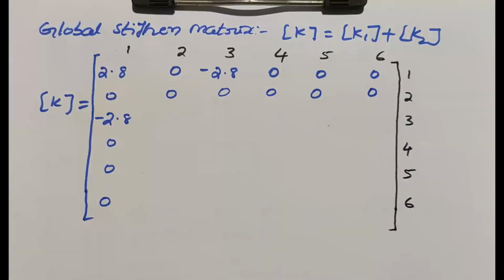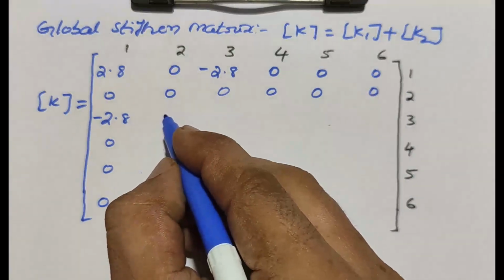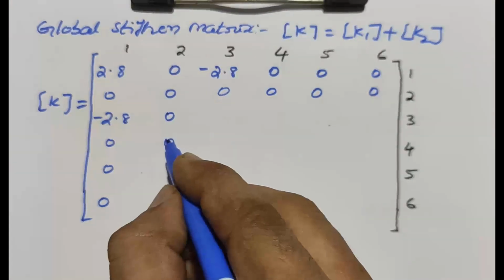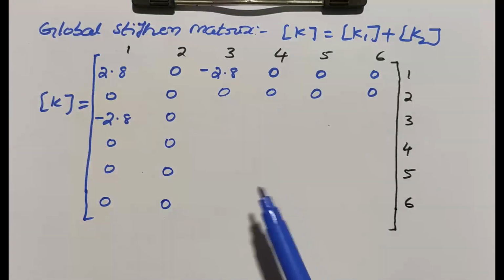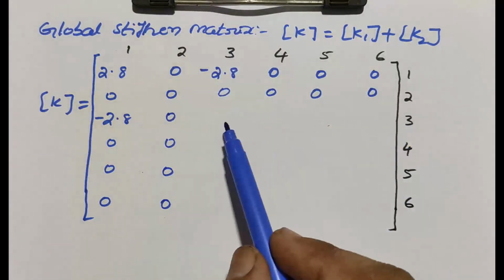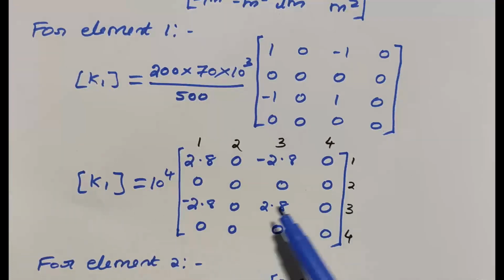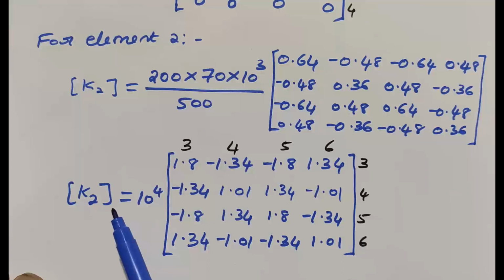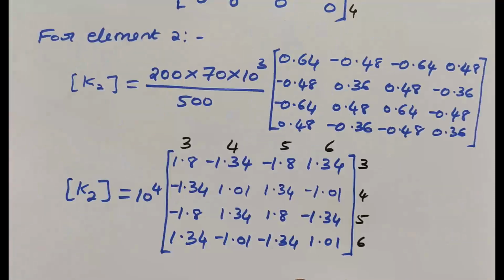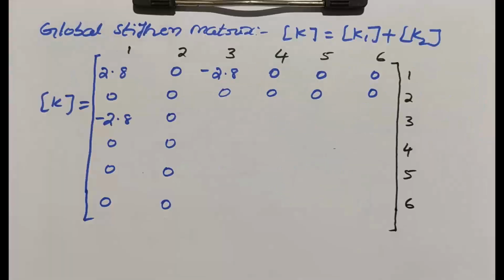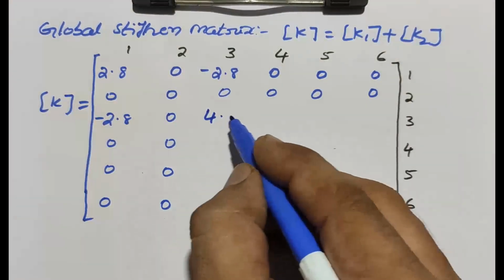Next, due to symmetry you can write here in the second column 0, 0, 0, 0. Next, we need the element corresponding to 3 and 3. See, in K1, the element corresponding to 3 and 3 is 2.8. Also in K2, we have an element corresponding to 3 and 3. It is 1.8. Therefore, here you have to add this 2.8 and this 1.8. It will be 4.6. So, the element corresponding to 3 and 3 is 4.6.